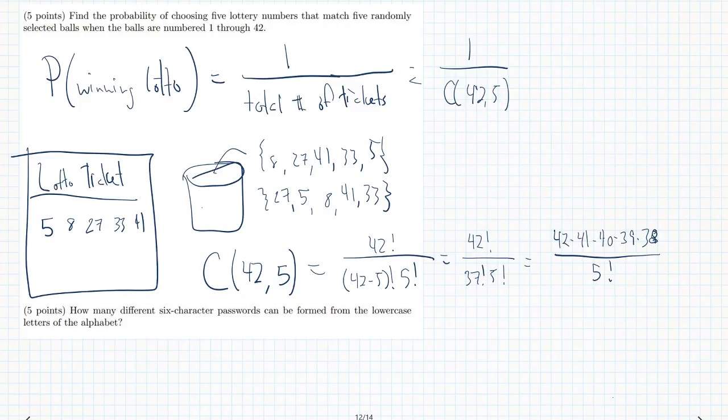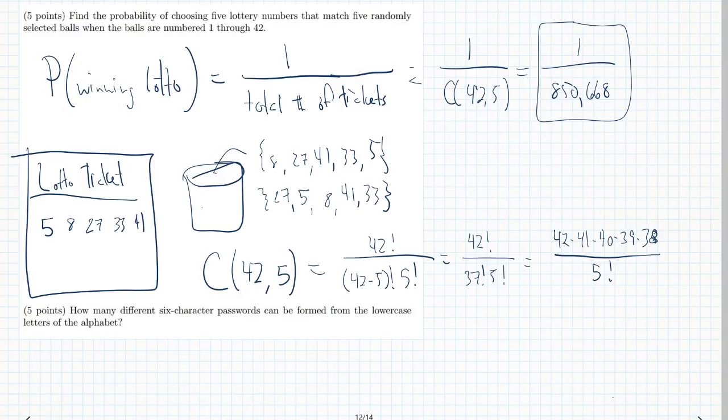Actually, I think that's probably our best method. And then you can punch it into a calculator, and that's what I highly recommend. And if you get that, this is 1 out of 850,668. Okay. And just so you can get an idea of what that is, that's 0.000001118. Okay. And those are better odds than most lottos because most of them have more than 42 numbers.